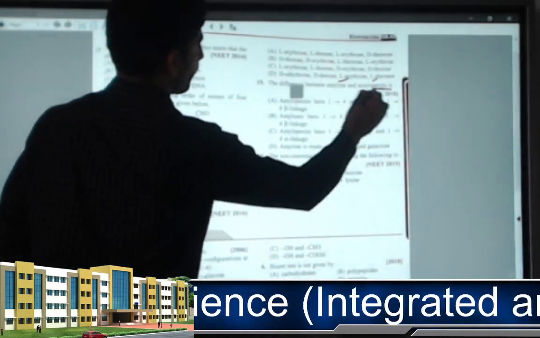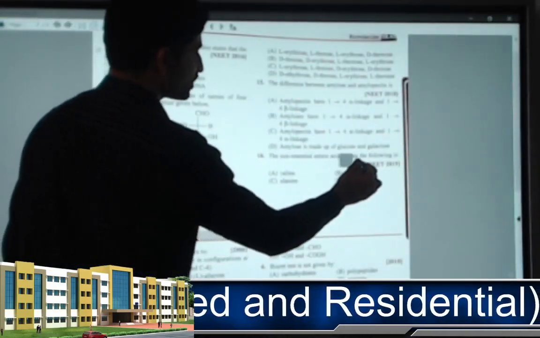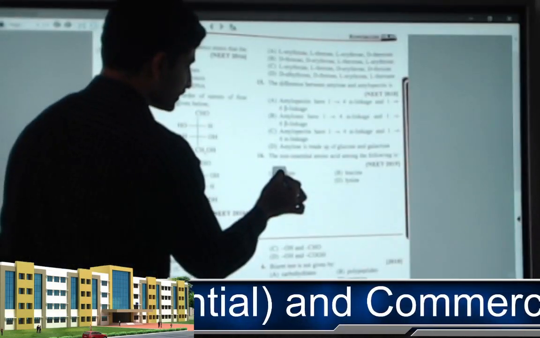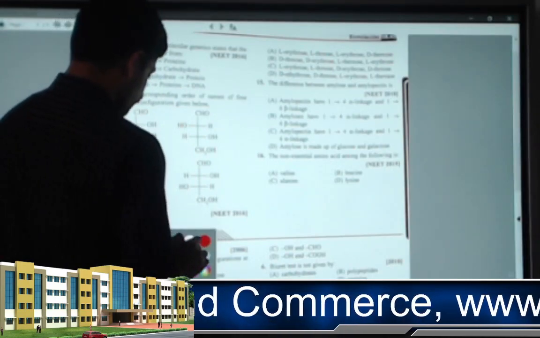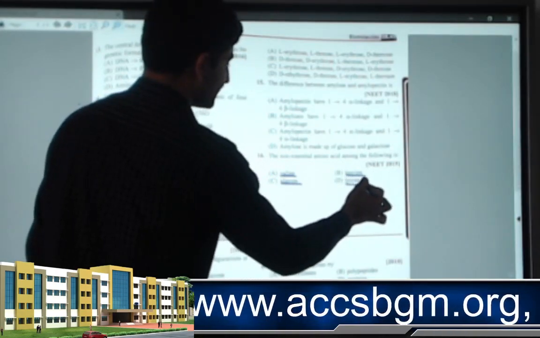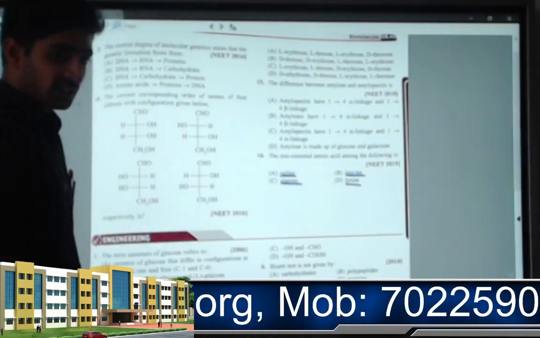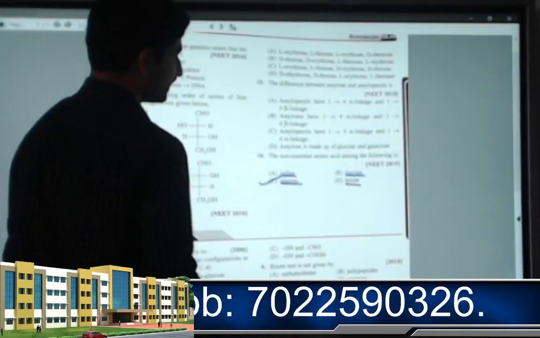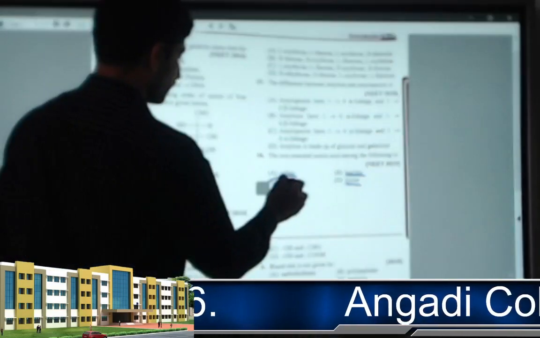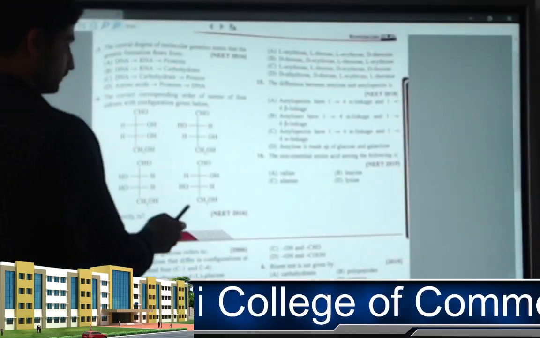Next question. The non-essential amino acid among the following is, here A is valine, leucine, alanine and lysine. See, valine, leucine and lysine are essential amino acids, whereas alanine is a non-essential amino acid. Next one.